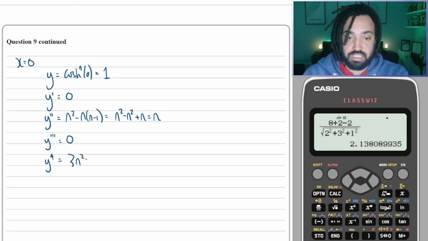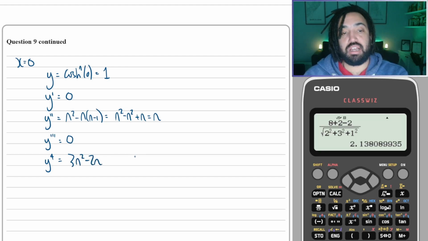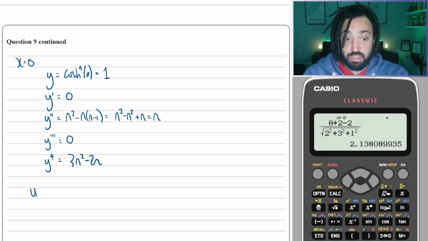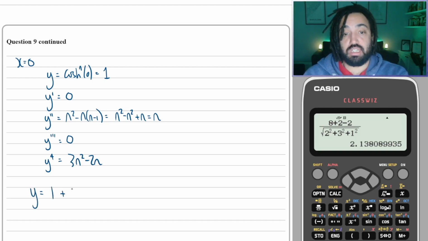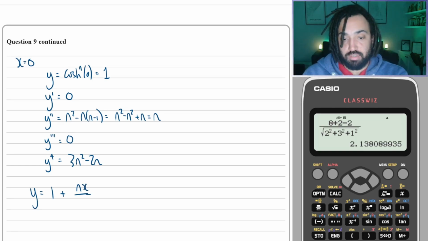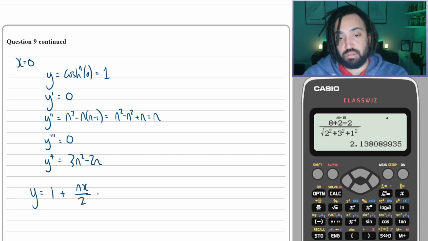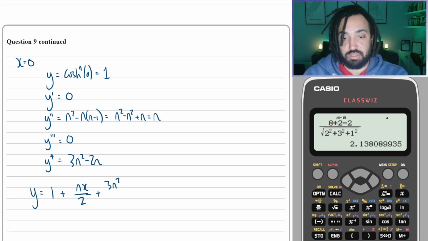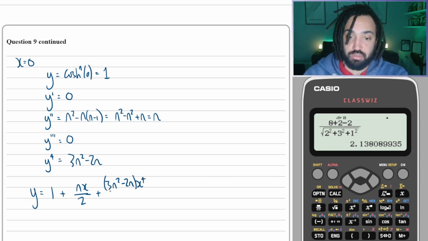So that gives you this, and then that means that you've got our function, where the Maclaurin series is 1 plus nx squared over 2 factorial, which is 2, and then we're going to have 3n squared minus 2n. That's going to be times by x to the 4, and that'll be over 4 factorial, which is 24.